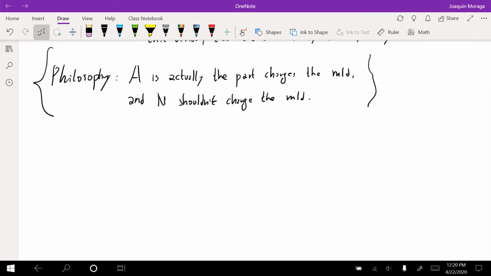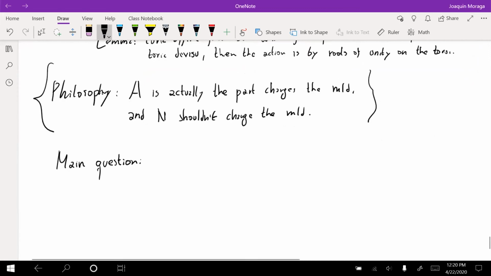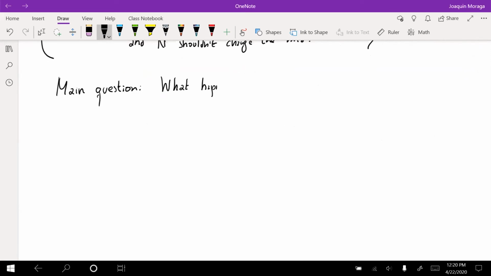Okay, so then the main question becomes the following. At least for me, this is what I'm trying to understand right now. So now we have the Jordan property. So what happens if A is large? So what do I mean with A large?